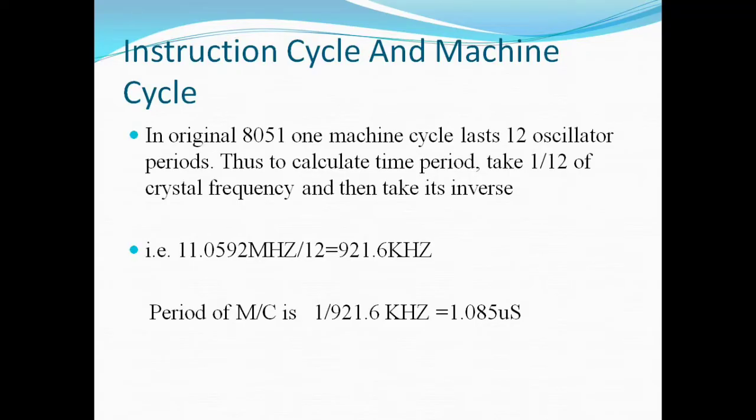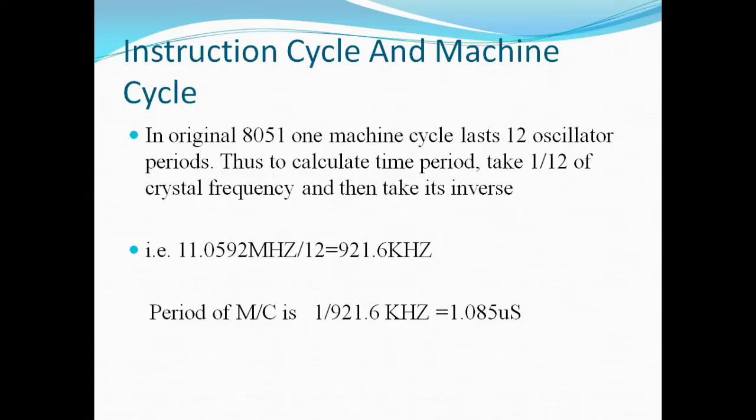And if we consider the clock frequency of 11.0592, then we can calculate the time required for one machine cycle, which is as shown below. First you have to take the crystal oscillator frequency and divide it by 12, which will give us a frequency equal to 921.6 kilohertz. Here we are interested in calculating the time period of one machine cycle, so you have to take the inverse of this frequency. 1 divided by 921.6 K gives us 1.085 microseconds.